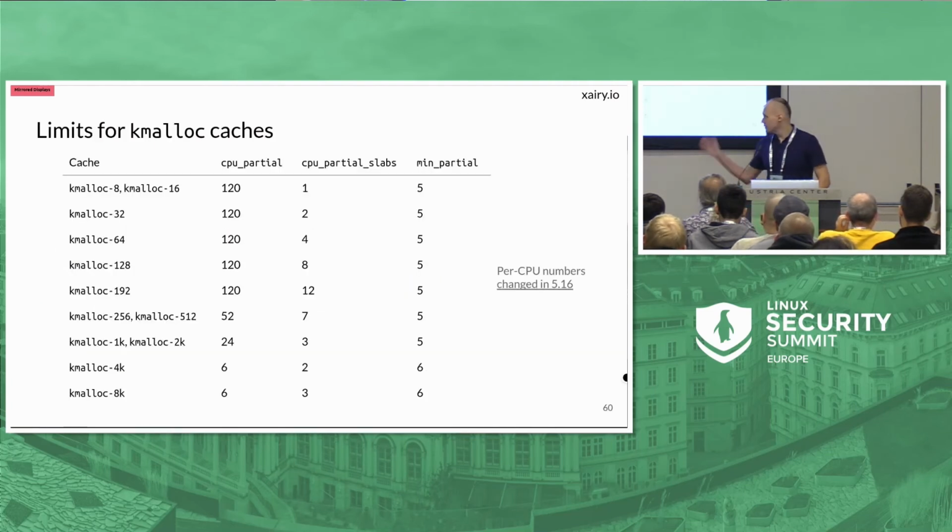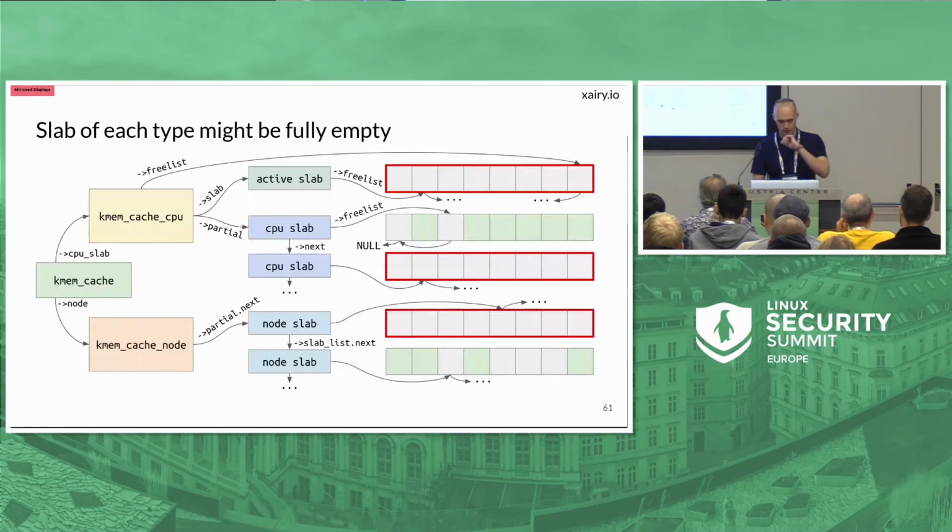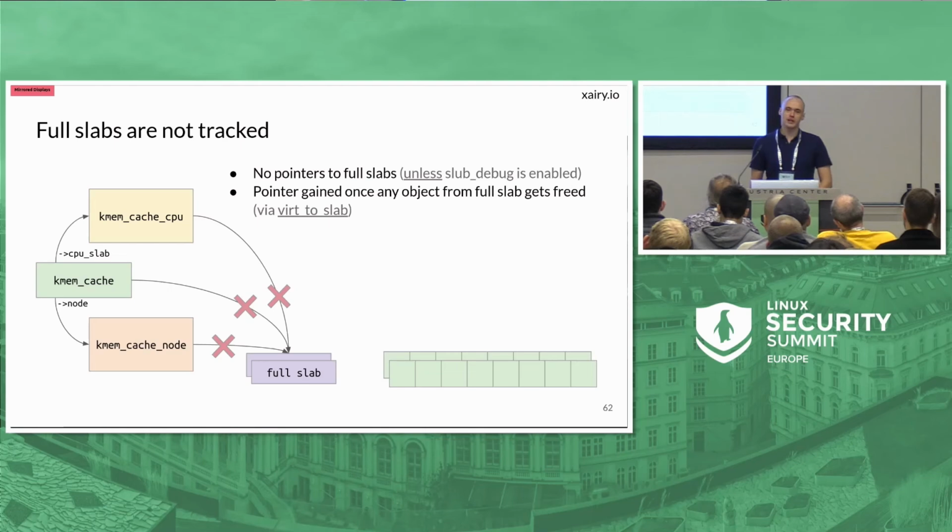And here I have a table with the numbers for kmalloc caches. I'm going to skip those because this is just for reference, maybe for those who are writing kernel exploits. So a slab of each type can be fully free. We can have a fully free active slab. We can have a fully free slab on a per CPU partial list, and we can have a fully free per node slab. And some of the exploits rely on this behavior that some of the slabs are kept fully free. And for full slabs, they're just not tracked.